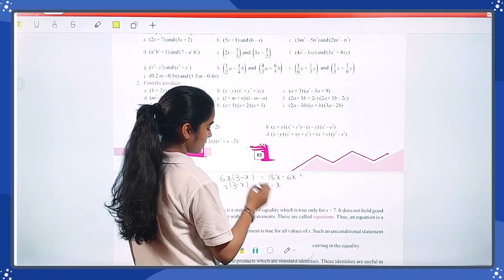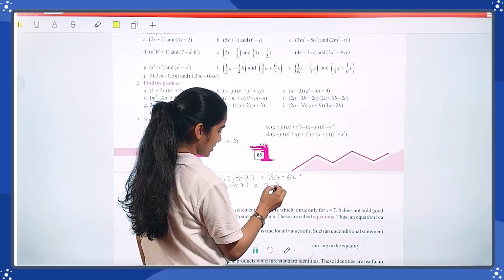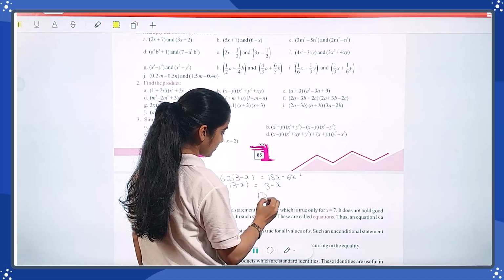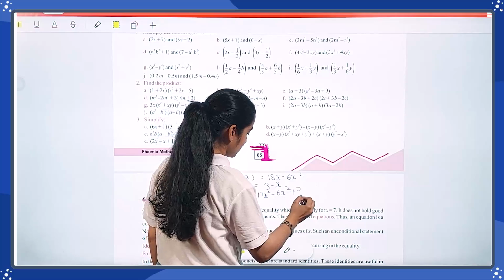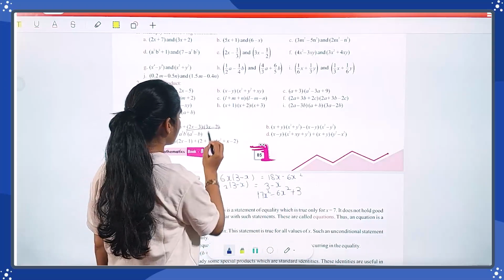So here our final answer will be 17x minus 6x square plus 3. Next we have to solve this one.